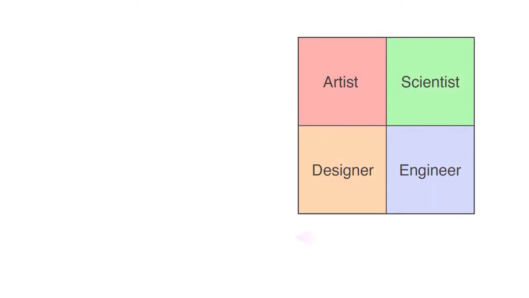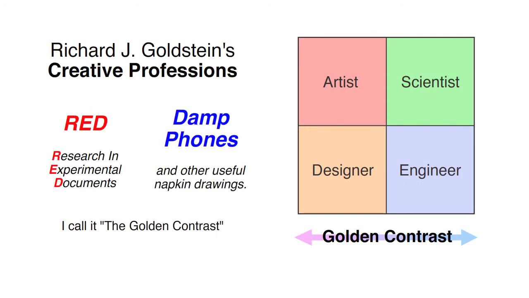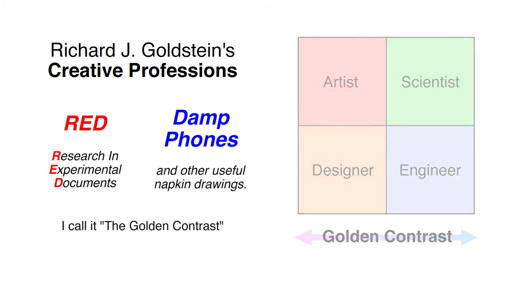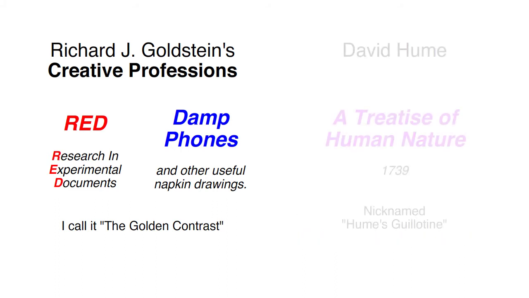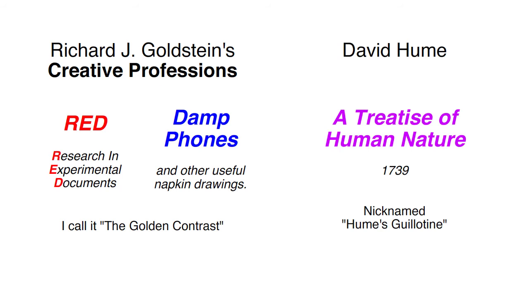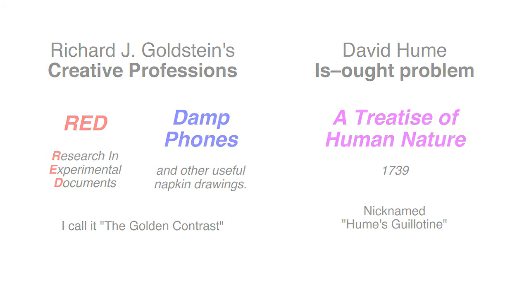In the Figure 20 video, I said what I call the golden contrast from Richard J. Goldstein's model for creative professions was the inspiration for two of my elements. Hume's guillotine is the inspiration for the other two. For those not familiar, Hume's guillotine is known as the is-ought problem. This concept is similar, if not identical, to the fact-value distinction.